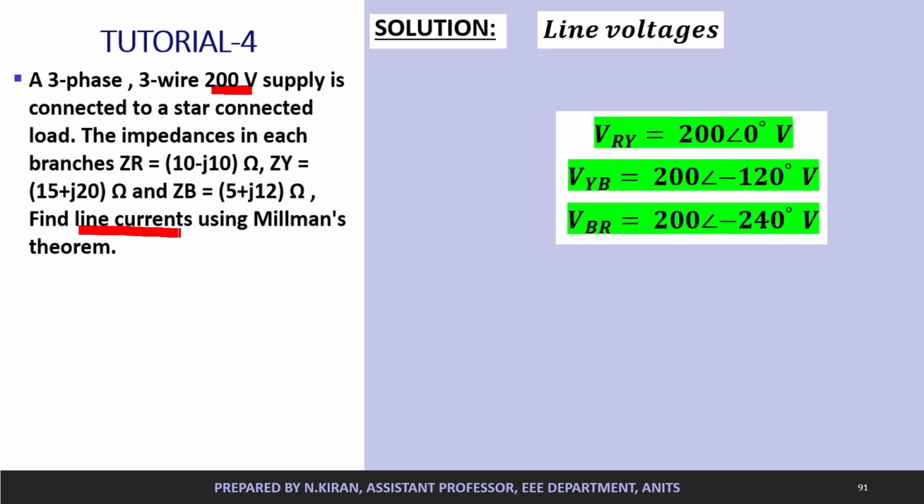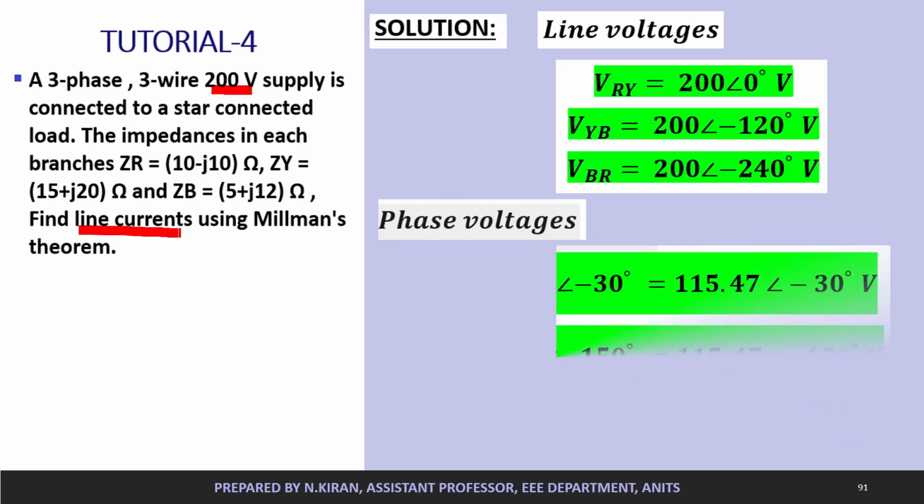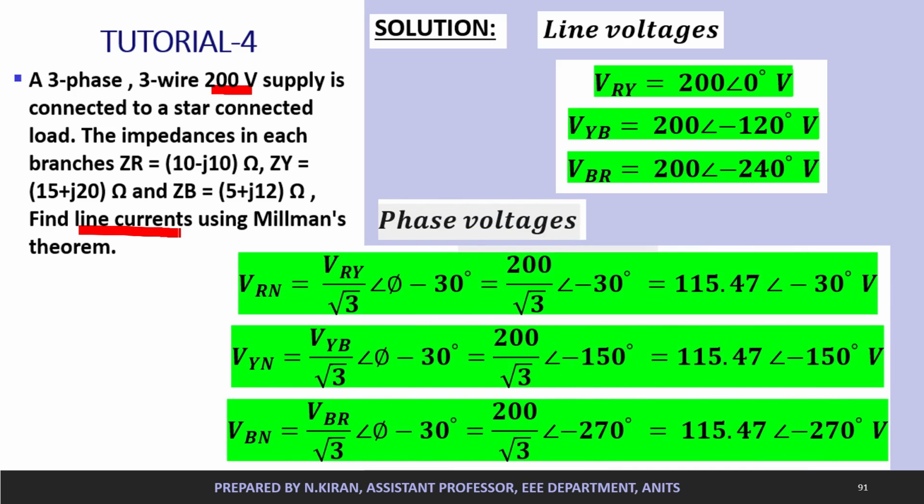First, since line voltage is given as 200, assuming that the source is a balanced three-phase, all respective line voltages will be equally displaced by 120 degrees from each other. Phase voltages, since this is a star connected system, the magnitude of phase voltage will be 1 by root 3 times the magnitude of line voltage, and every phase voltage will lag the respective line voltage by 30 degrees. Thereby we will find the values for VRN, VYN and VBN correspondingly.